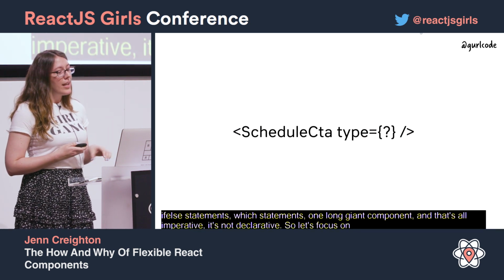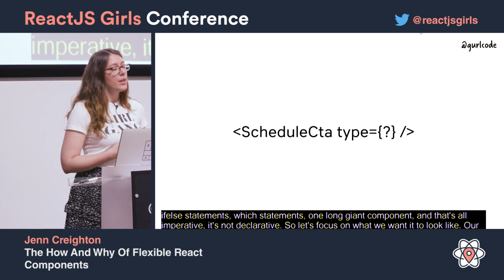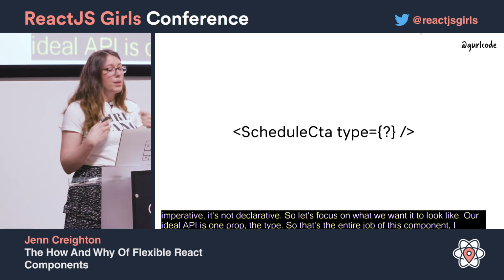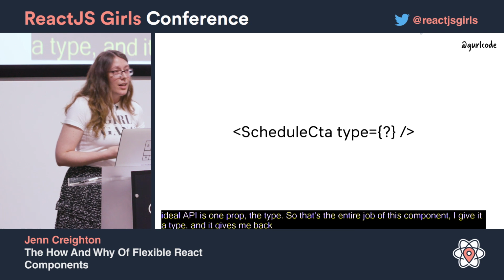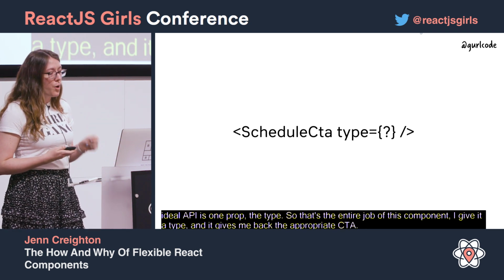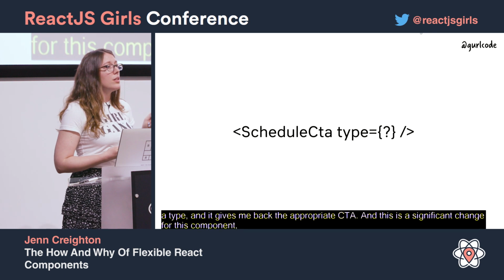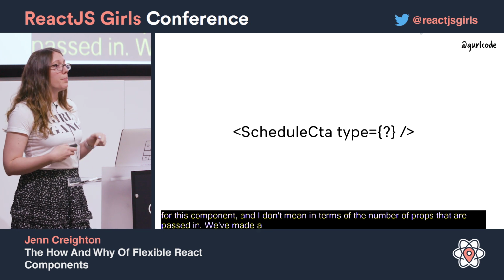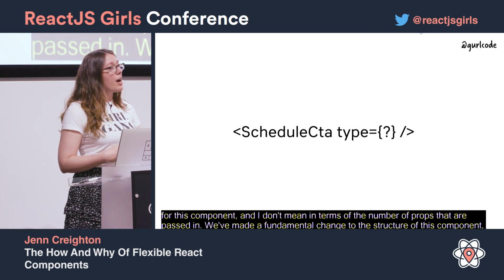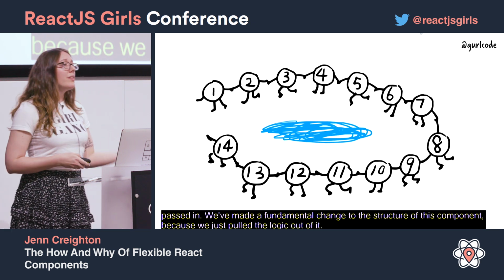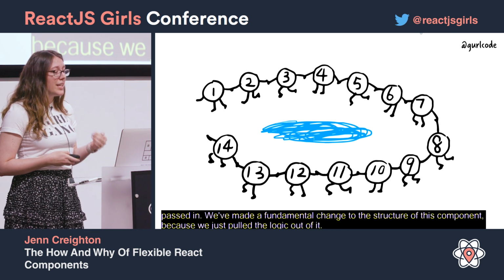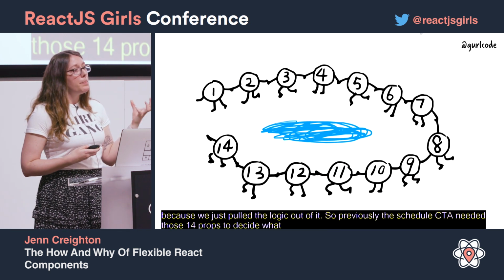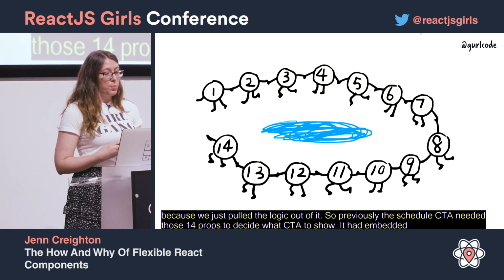Our ideal API is one prop, the type. So that's the entire job of this component. I give it a type, and it gives me back the appropriate CTA. And this is a significant change for this component, and I don't mean in terms of the number of props that are passed in. We've made a fundamental change to the structure of this component because we just pulled the logic out of it. So previously, the schedule CTA needed those 14 props to decide what CTA to show. It had embedded business logic that required all of those props.